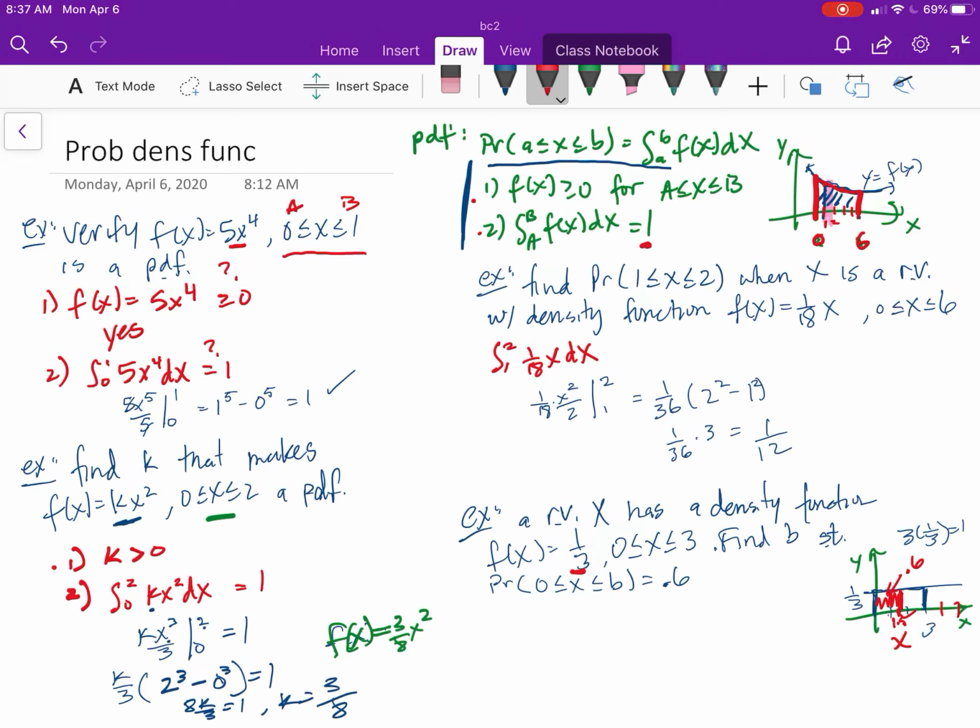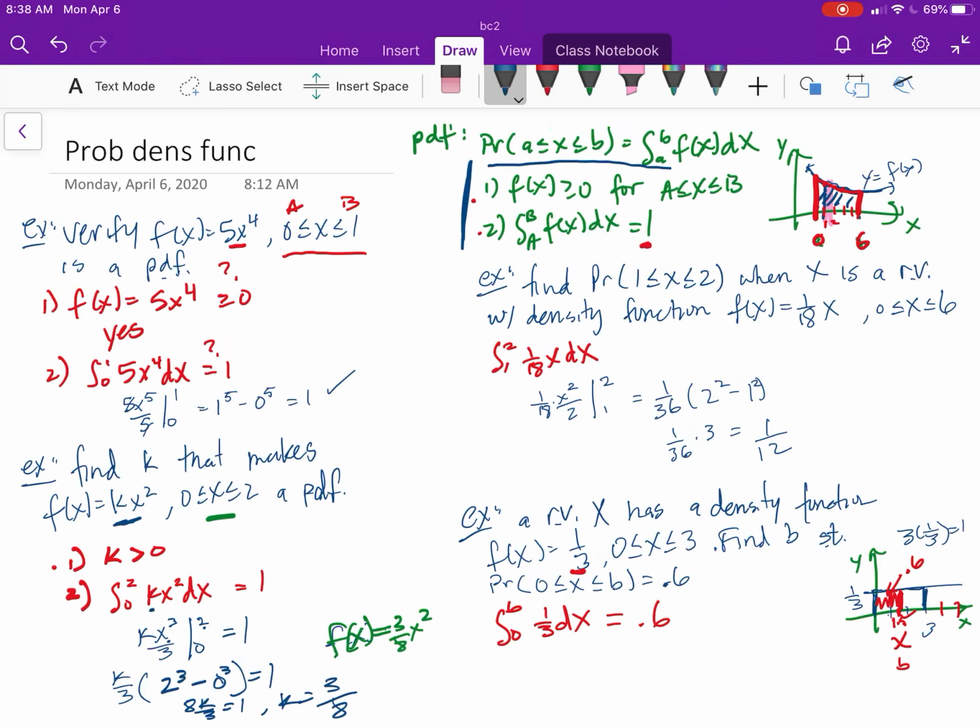Probably this particular one could be done in another way. So now I'm finding b, right? I'm finding this x. I don't know what it is. So 0 to b of the function 1/3 dx, and that will yield me an area of 0.6. Notice in each of these where the variable is, what we're solving for changed each time.